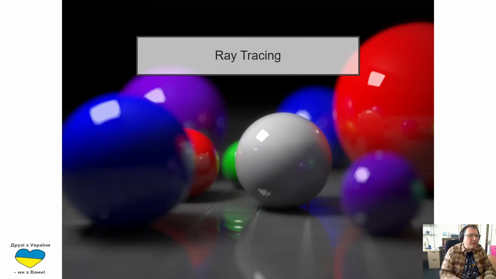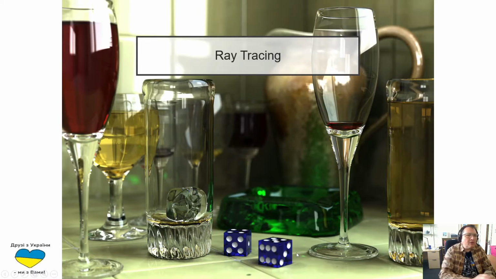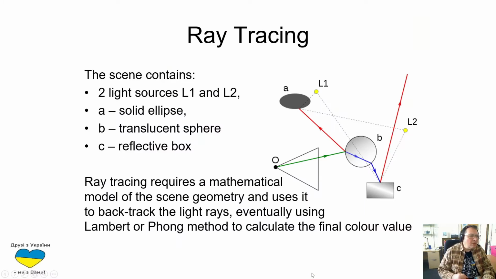Two examples of ray traced scenes are here in front of you. This looks amazing, and how can it be produced? It's a totally different rendering method from what we would normally do. First of all, ray tracing requires a mathematical model of the scene geometry, which is then used to backtrack the light rays. And at the end of the day, you will use the Lambert or Phong method to calculate the final color value. But first of all, here we have a scene which contains two sources of light.